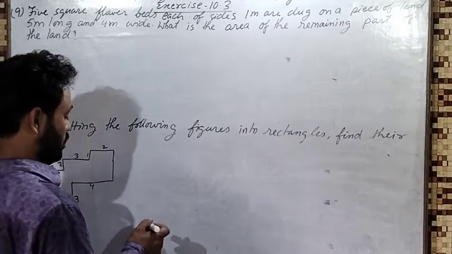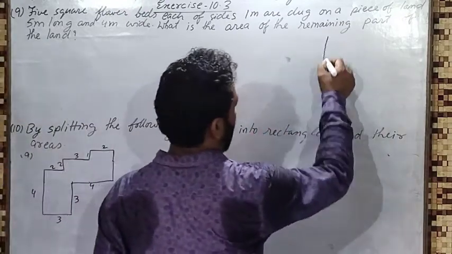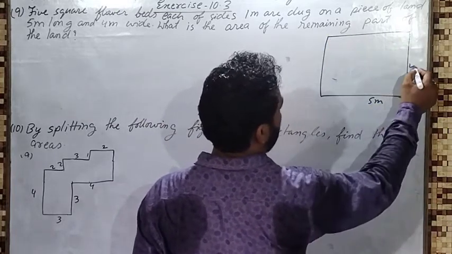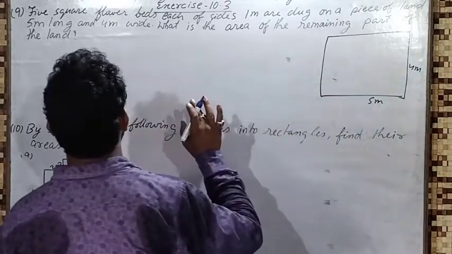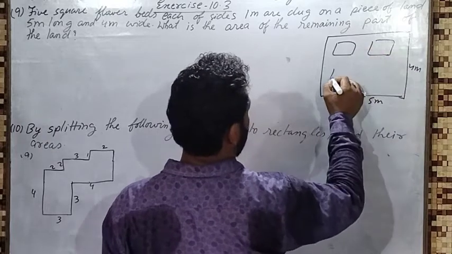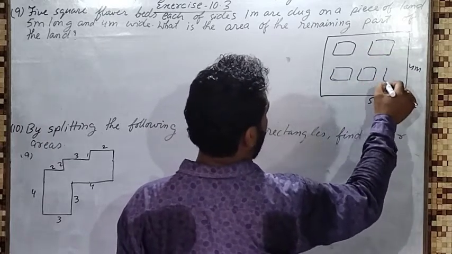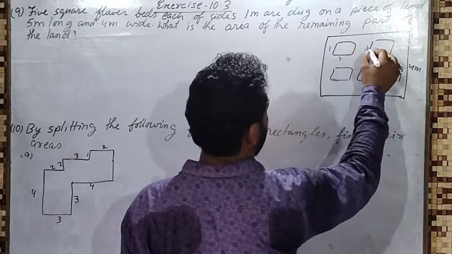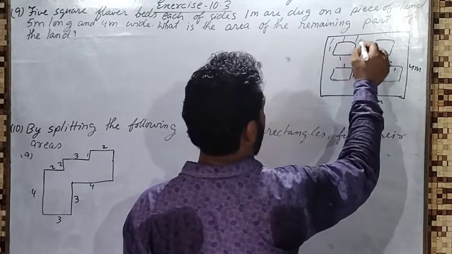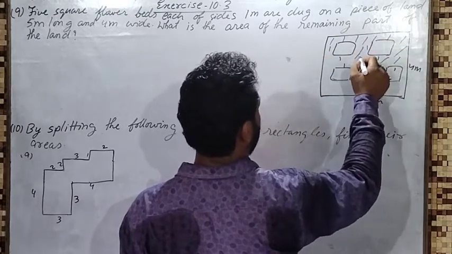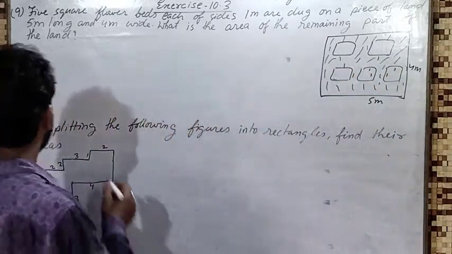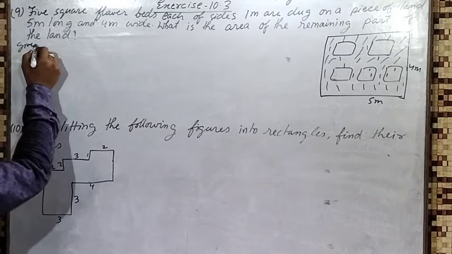So the question is written on the board also. The question says that we have a piece of land of length 5 meter and 4 meter, and on this there are 5 square flower beds like this of 1 meter each. Then we have to find the area of the remaining part, the area other than the flower beds. So what is given? First we will write given.